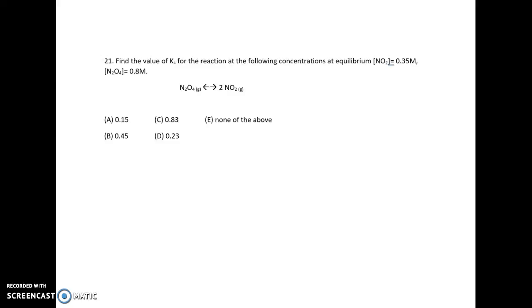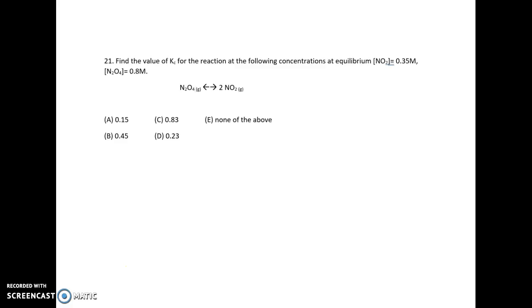Alright, so this is problem number 4 for the extra credit of exam 2, and it is problem number 21 from exam 2, and it reads as follows. Find the value of Kc for the reaction at the following concentrations at equilibrium. The concentration of NO2 is equal to 0.35 molar. The concentration of N2O4 is equal to 0.8 molar. And then they give us the reaction going on here.